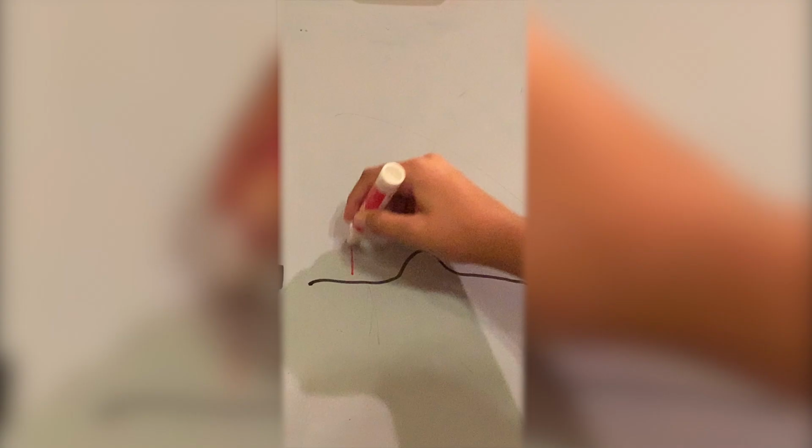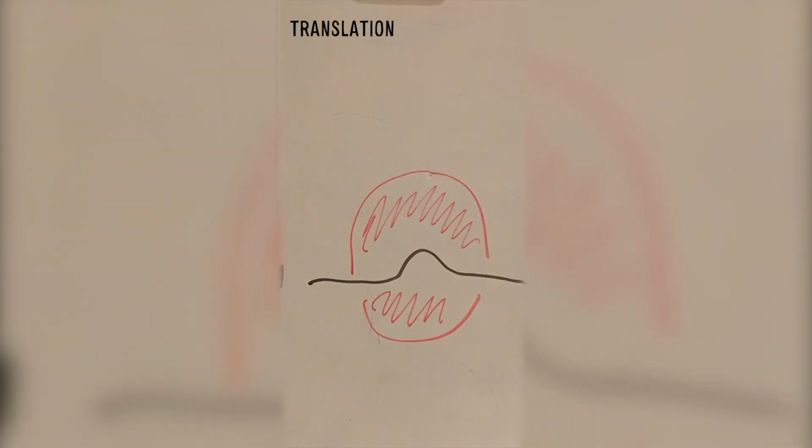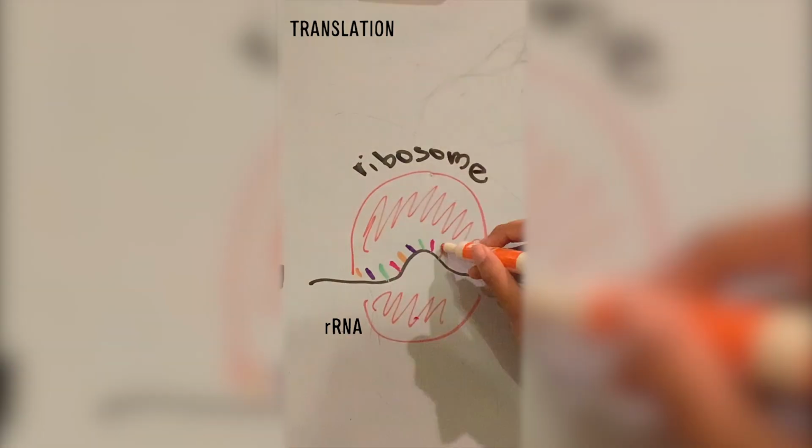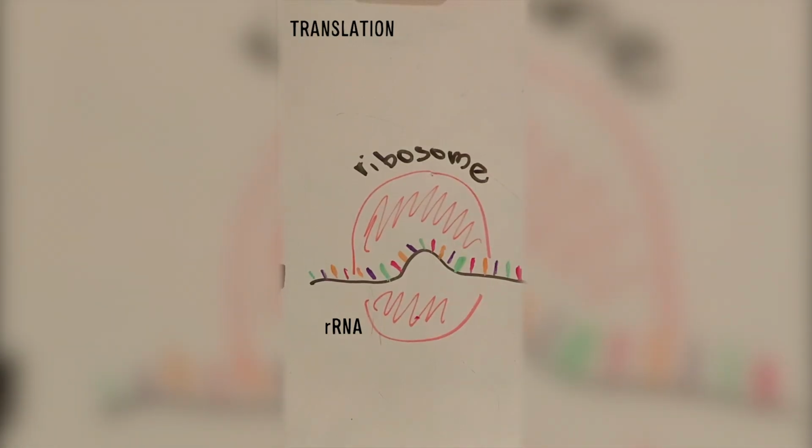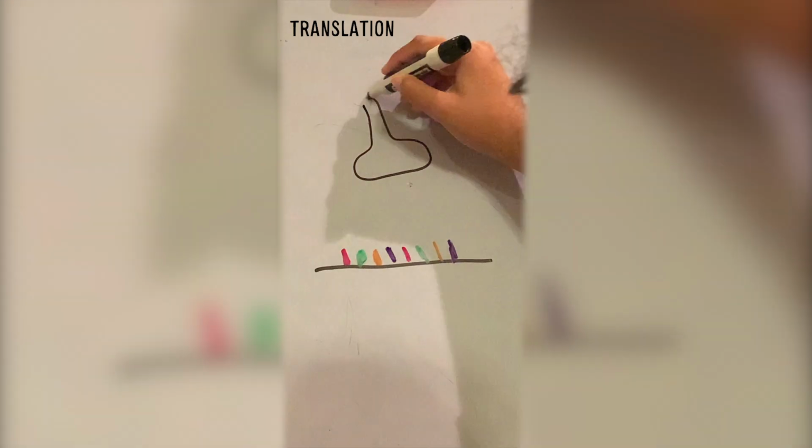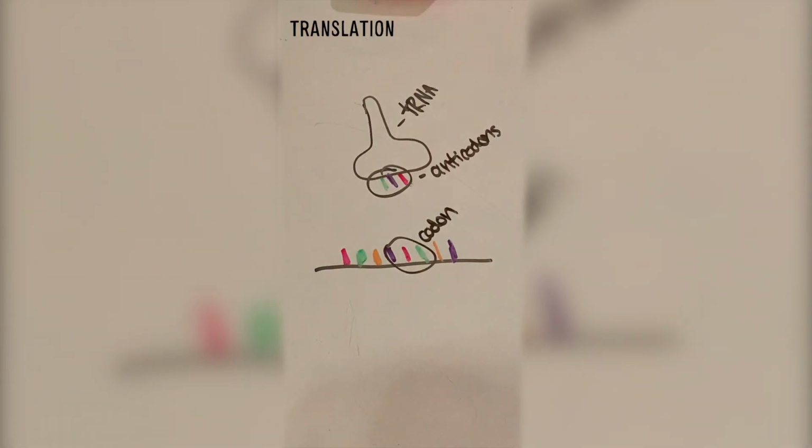Once the mRNA leaves the nucleus, translation occurs in the cytoplasm of the cell. First, a ribosome, which is made up of ribosomal RNA, attaches to the mRNA. Translation starts at a specific start codon, which is methionine. The transfer RNA in the cell contains a specific anticodon and carries a type of amino acid.